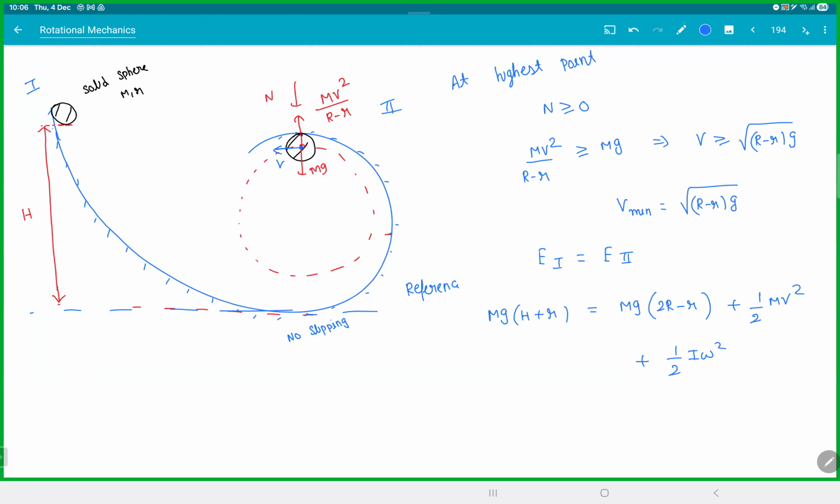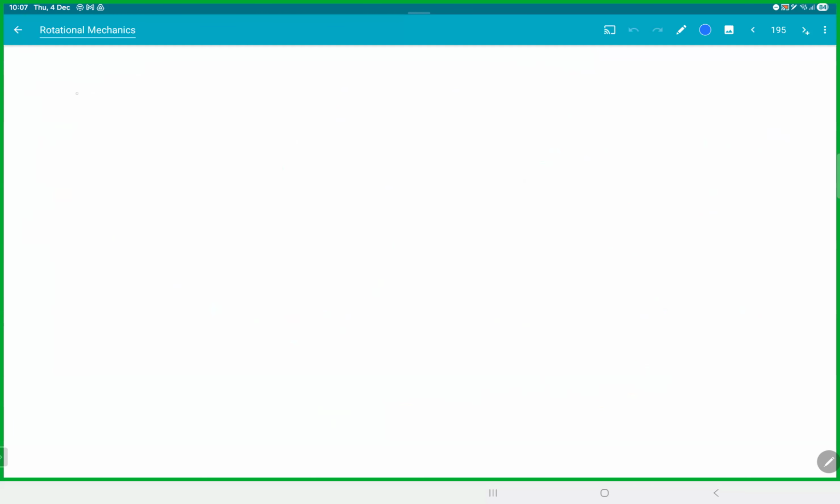Are you clear with the steps? Then you just bring everything together and solve here. If you bring the small r to that side, this will be mgh. If r goes to that side, this will be mg, 2R minus small r, plus half m v square. I'll write it on the next page.